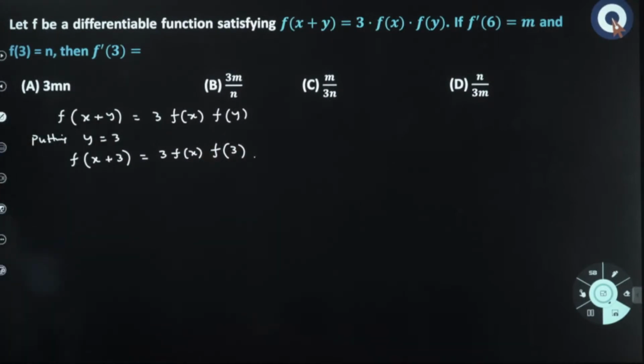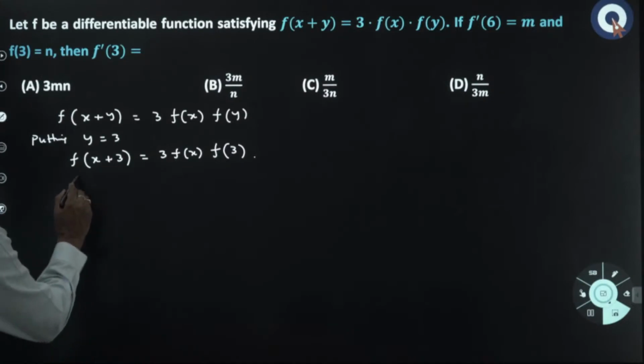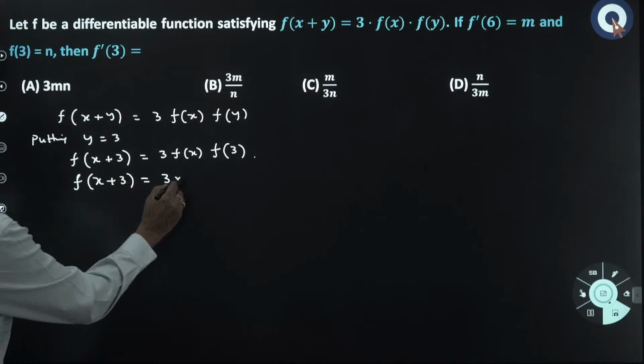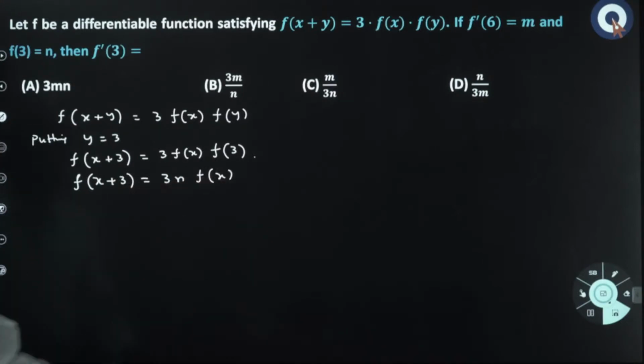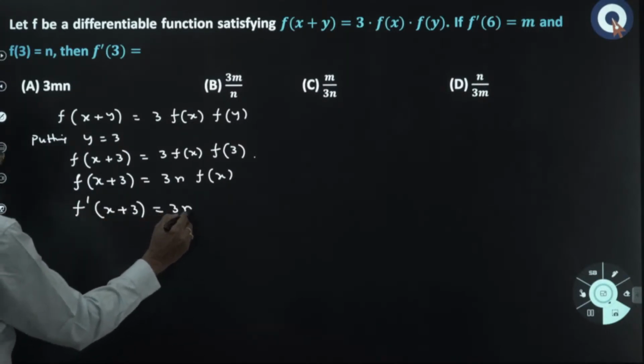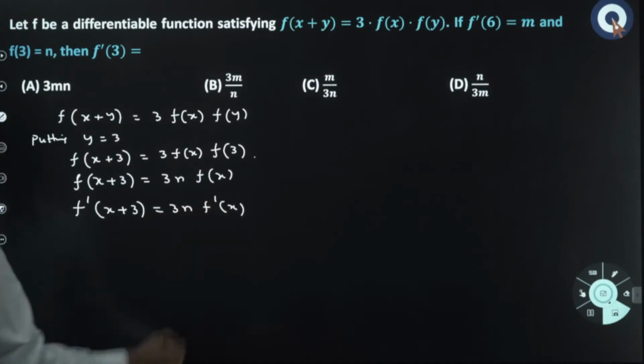3 into f of 3. So we have f of 3 is equal to n. So f of x plus 3 is equal to 3n into f of x. Now, if I differentiate this equation, I get f dash of x plus 3 is equal to 3n into f dash x.